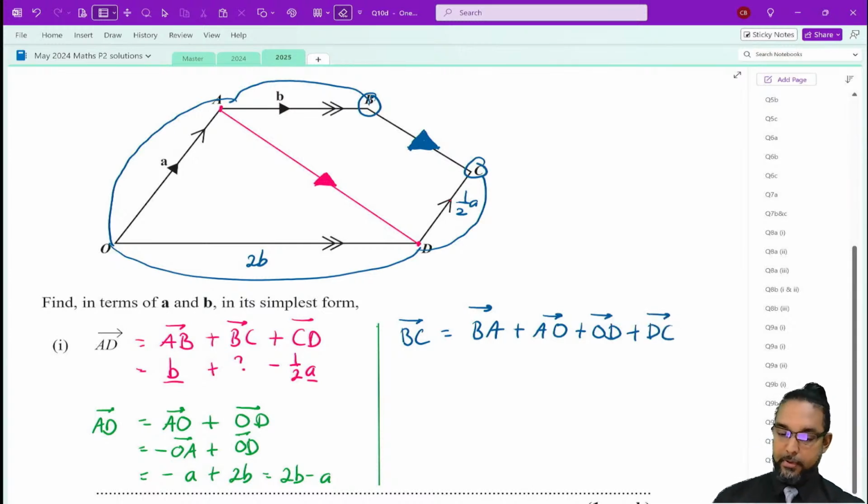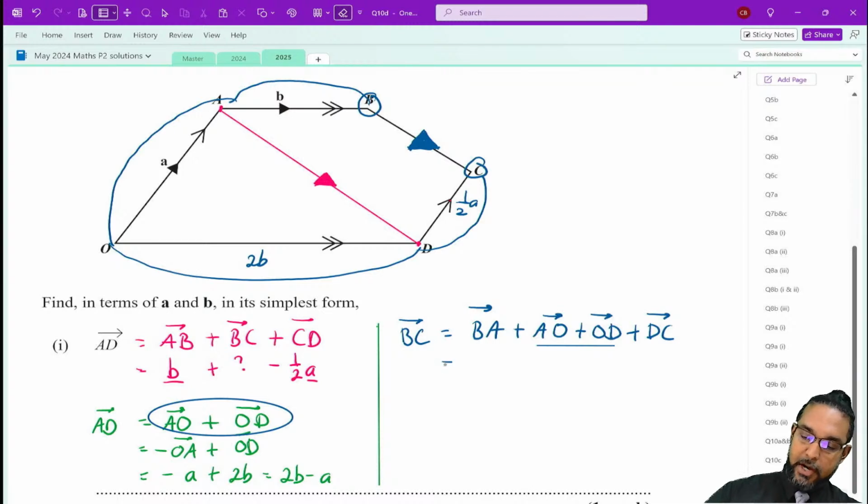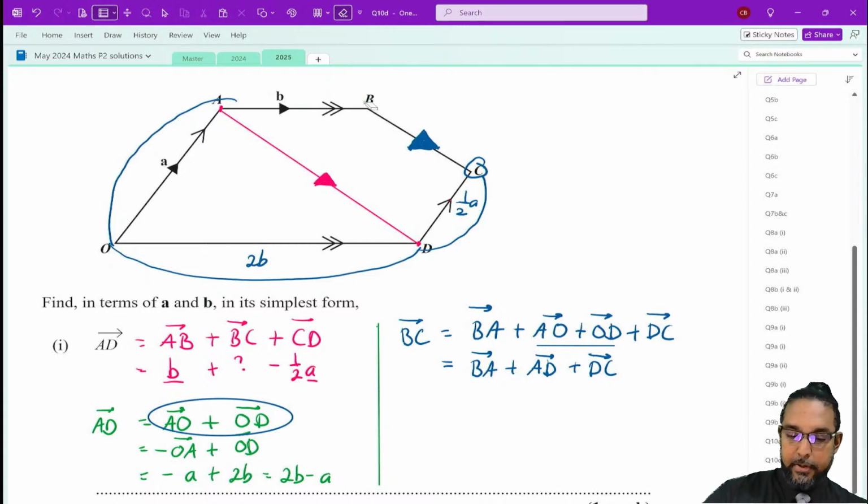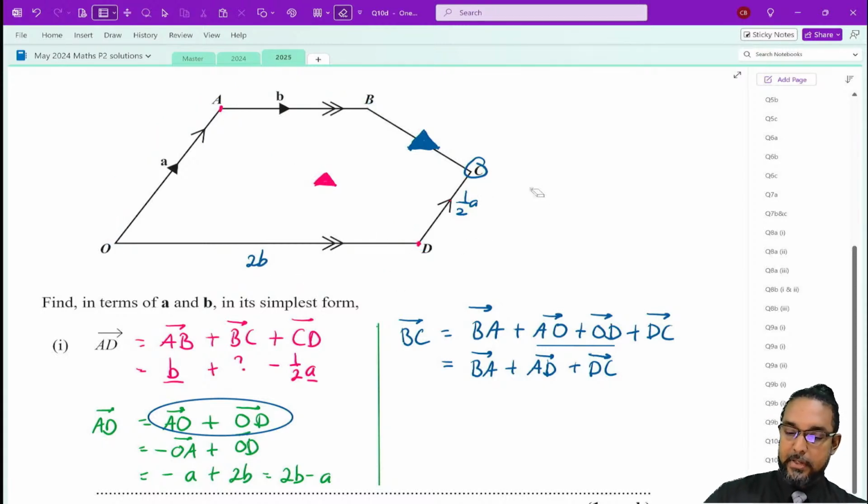Now, just a quick point of observation. We have AD across here already, so you could shorten this to BA plus AD plus DC. You don't have to, but you could. All right, let's get this one done. Don't need that piece.